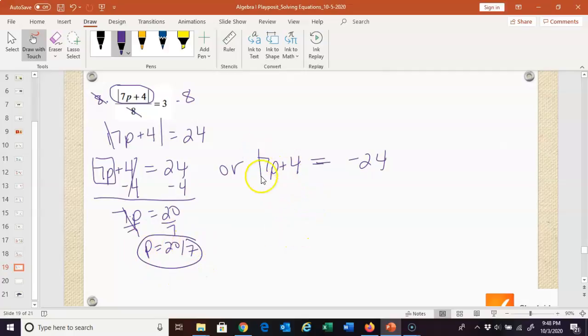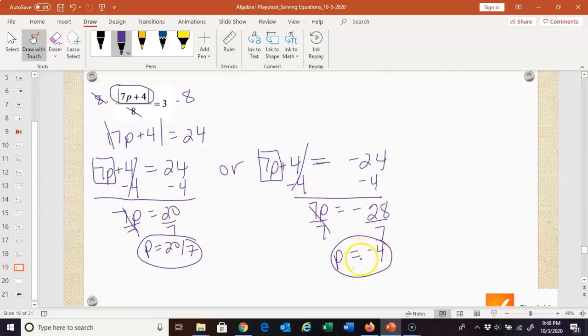Let's try this one. Again, we're going to get p by itself, so we're going to subtract 4. 7p equals negative 28. This is 7 times p again, so let's divide. That's the opposite. And p is negative 4. It's funny, one answer is always a fraction so far, huh?